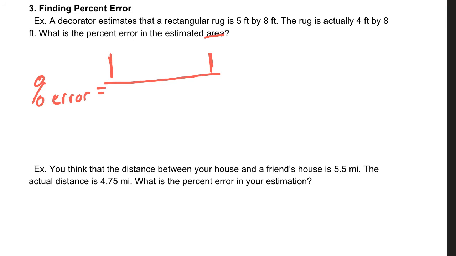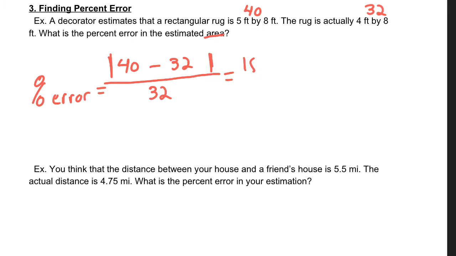So we've got to know area. And if it's rectangular, area is just length times width. So the area of the estimate is 40 square feet. The rug is actually 32 square feet. So we're going to take our estimate of 40 minus the actual area of 32, and then divide it by the actual area of 32.